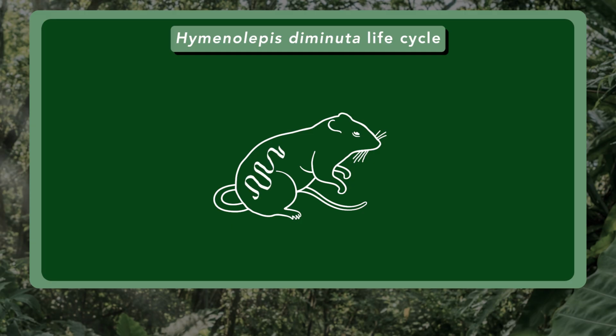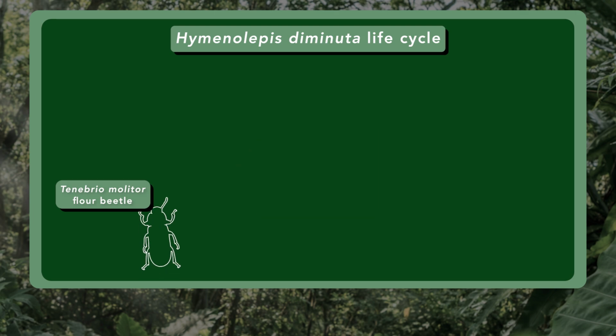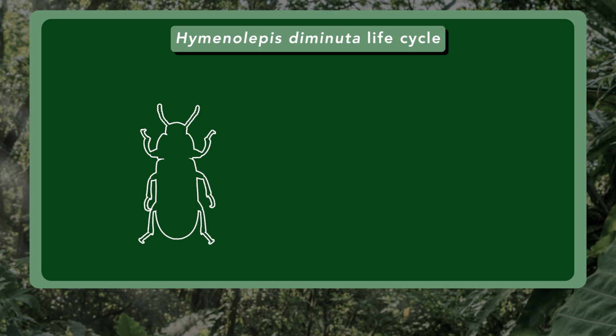H. diminuta begins life in the intestine of a rat, where it does sexual reproduction and produces oncospheres, or eggs. The oncospheres are dispersed in rat feces, which are then consumed by an intermediate host, like a flower beetle. There can be a few different species of beetles involved, but in this case, we're looking at the flower beetle Tenebrio molitor.